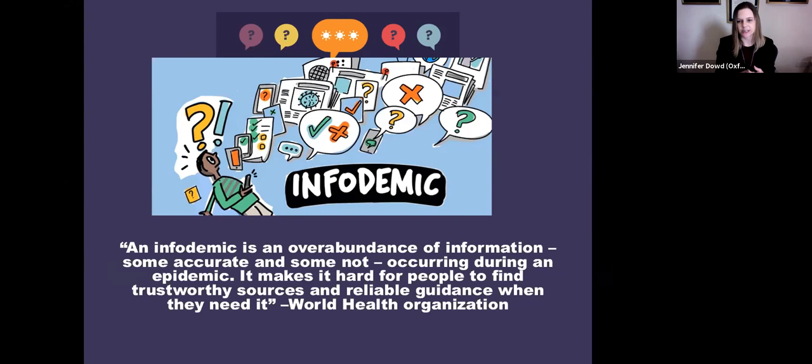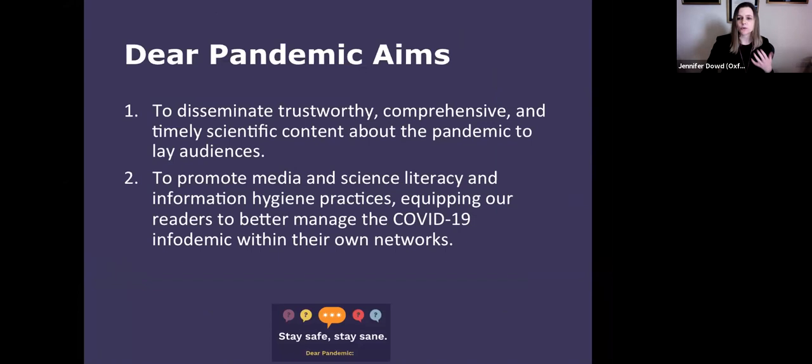And so it's not only to empower people with accurate information, but as a secondary goal, we're hoping to give people tools to better be able to interpret the science and particularly data that was coming out like a fire hose. So those have been two of our main goals in the project.